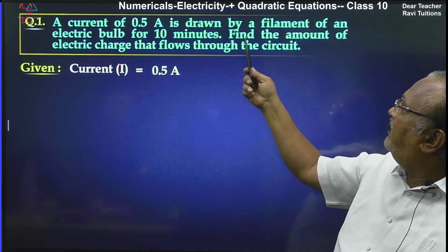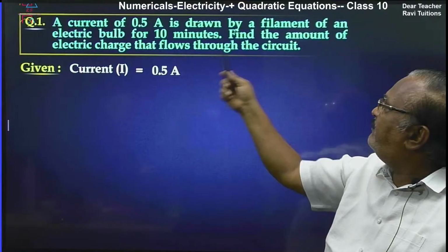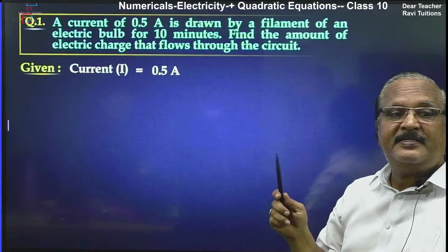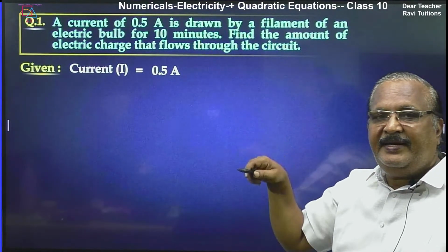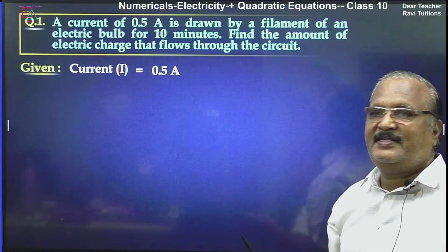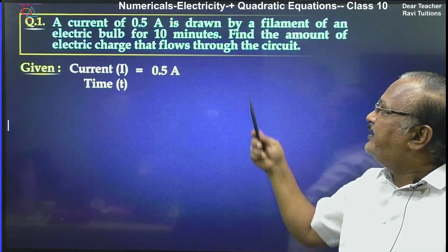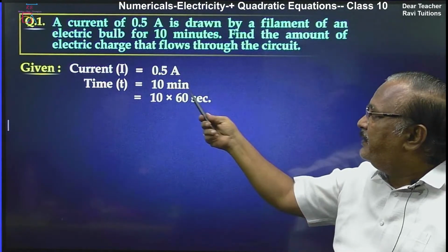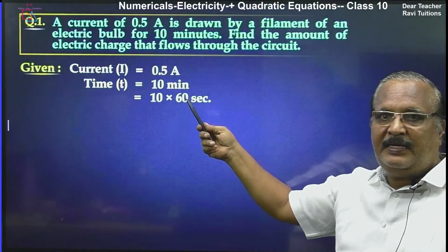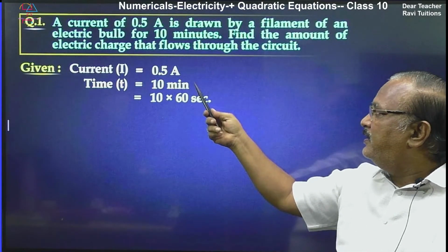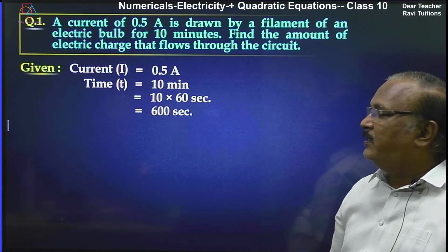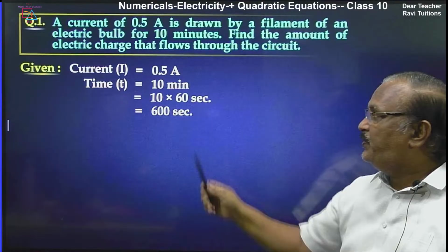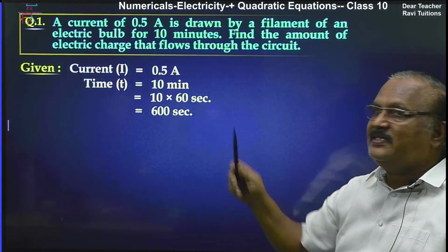Okay, drawn by the filament of an electric bulb. Filament is a conductor. Okay, electric bulb for 10 minutes. 10 minutes is the time. By seeing the unit, you can identify which quantity it is. So time T is equal to 10 minutes. Okay, you should write it in seconds. Minutes is not allowed in the SI system. The time unit is seconds. That's why you convert it into seconds. This is the only thing you have to remember. Don't use 10 minutes. You convert these minutes to seconds.